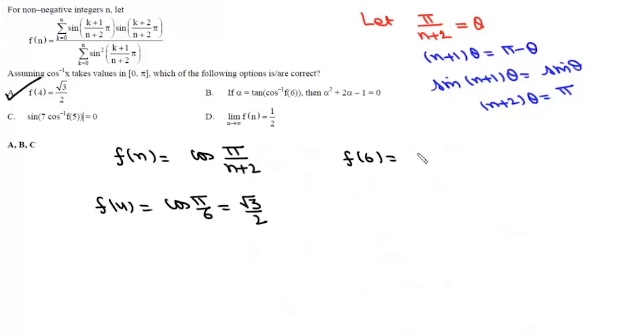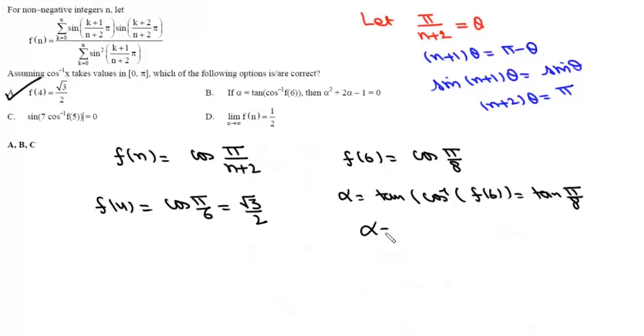Now f6 will be cos pi by 8. Alpha is tan of cos inverse f6, and cos inverse f6 is pi by 8. So it will be this tan pi by 8, and tan pi by 8 is simply root 2 minus 1. Now we take this one on the left hand side in square, we get alpha square plus 1 plus 2 alpha will be equal to 2, or alpha square plus 2 alpha minus 1 equals 0. That means this option B is also correct.